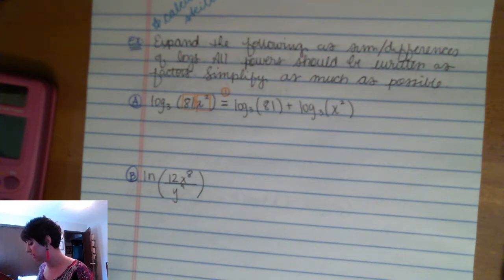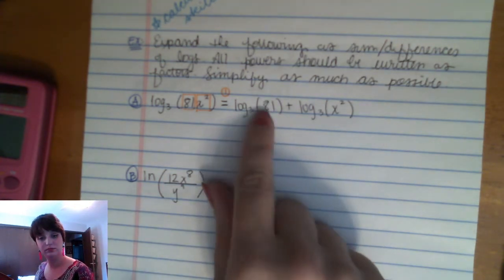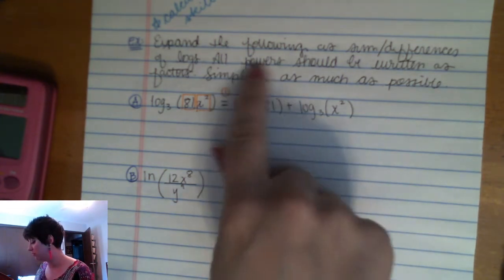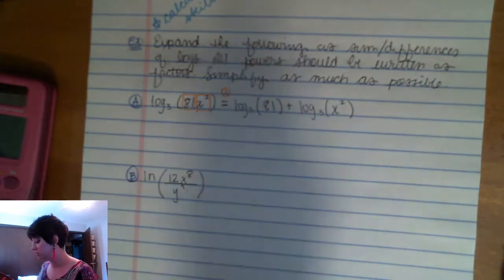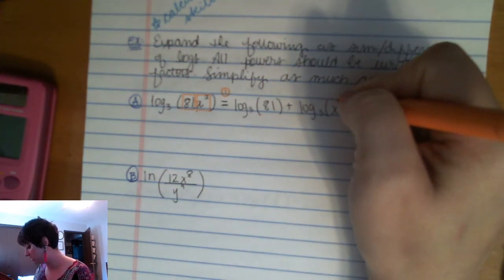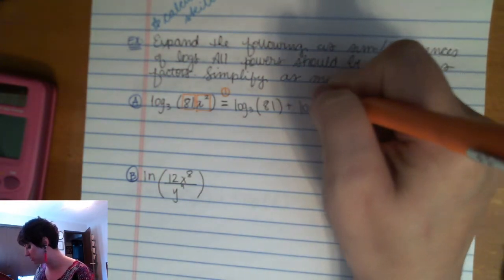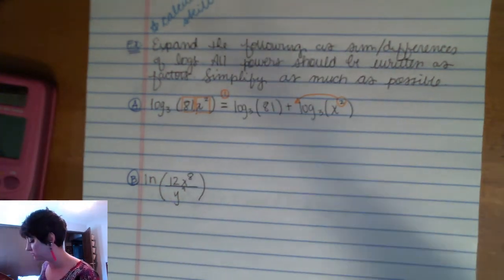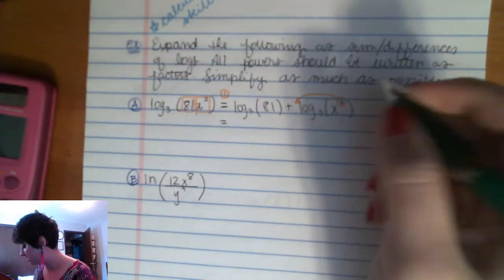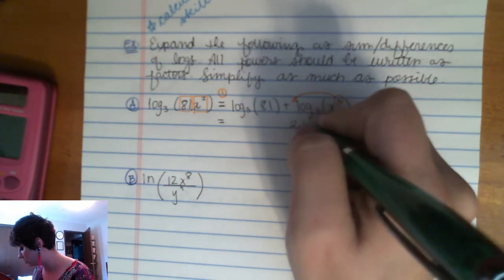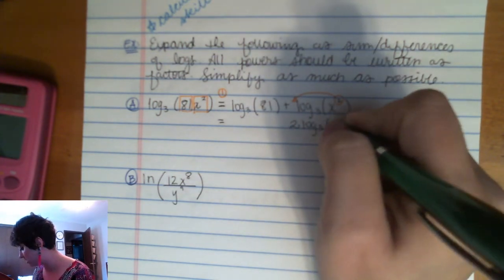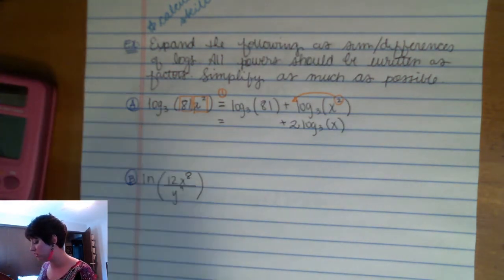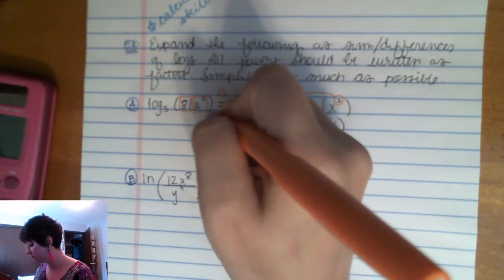Let's see. This is a number. We'll talk about what number it is here in a second. This one, well, all powers need to be written as factors. So I have another rule that lets me pull powers down as factors. So that guy is going to come out to the front. So this is 2 log base 3 of x. Okay, and that's rule 3.